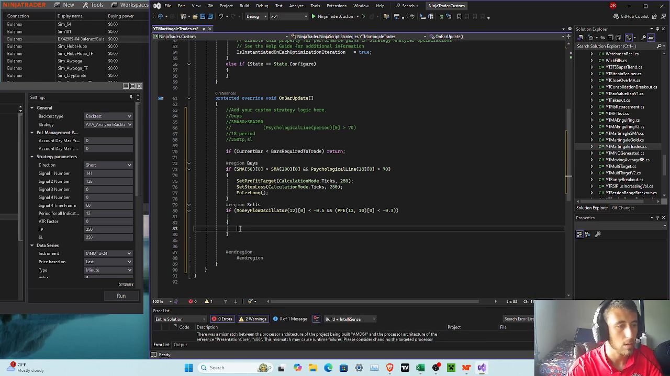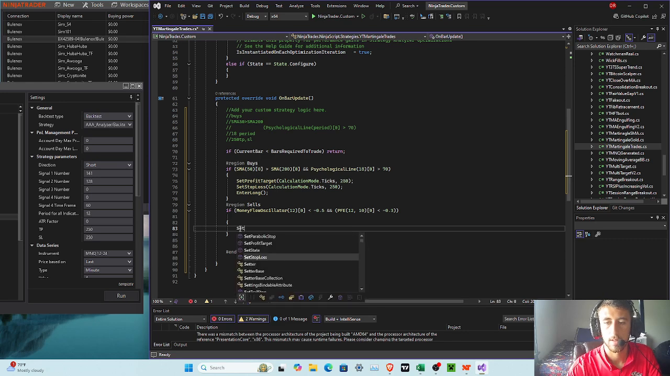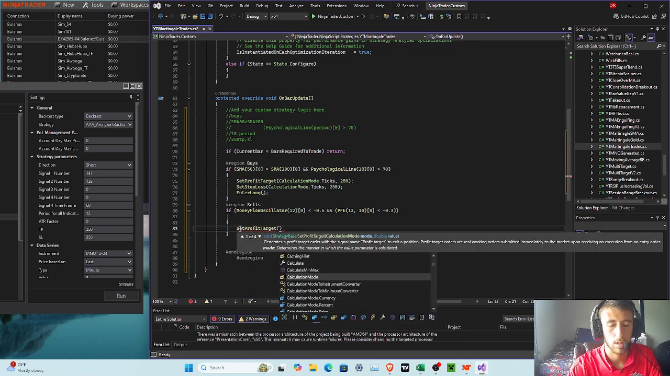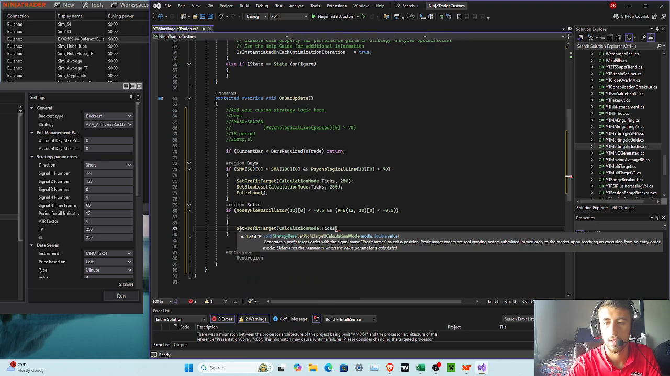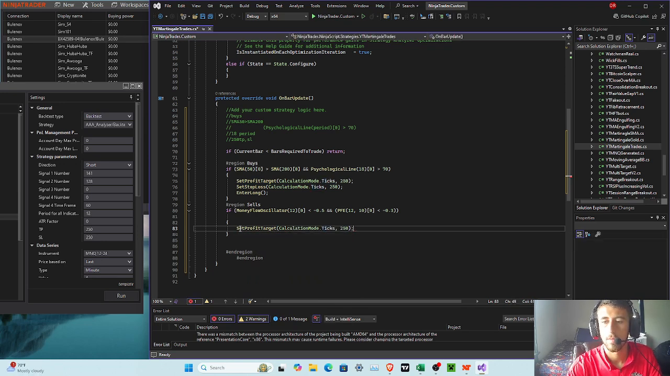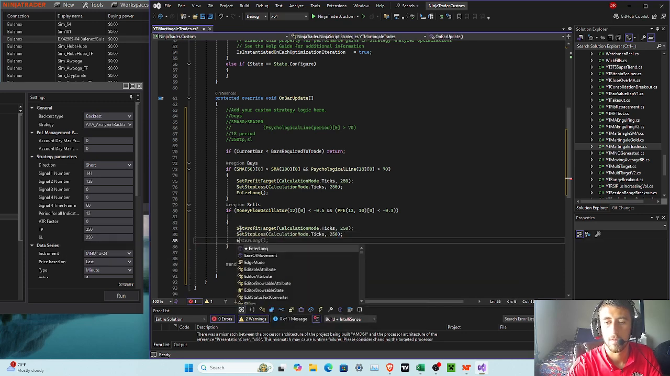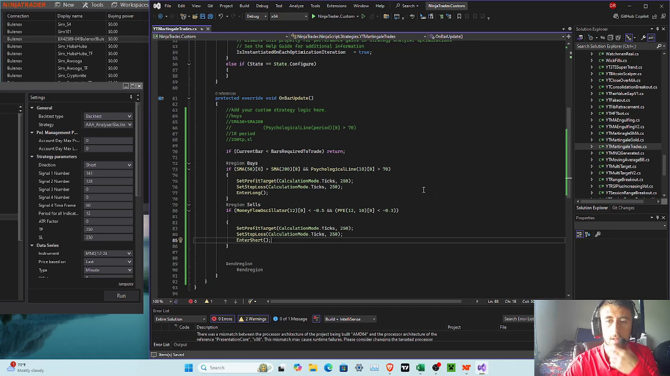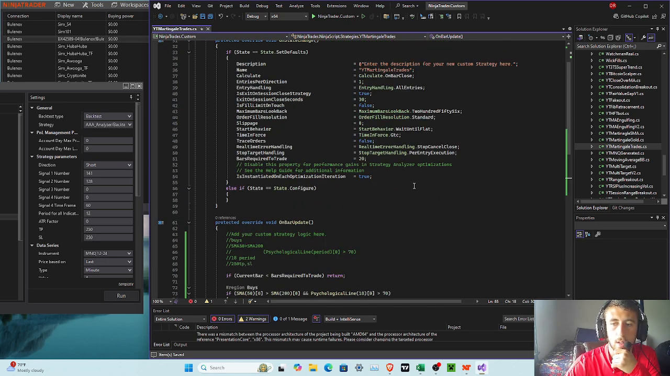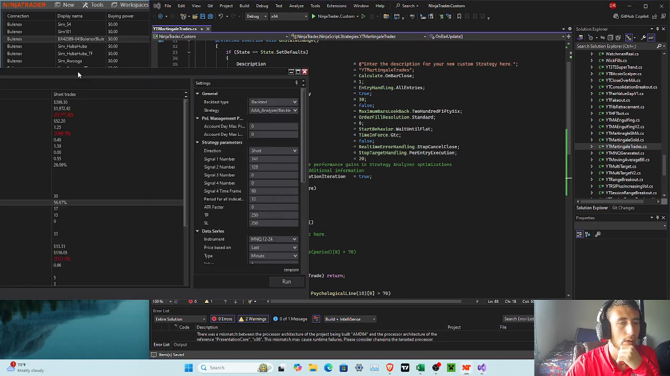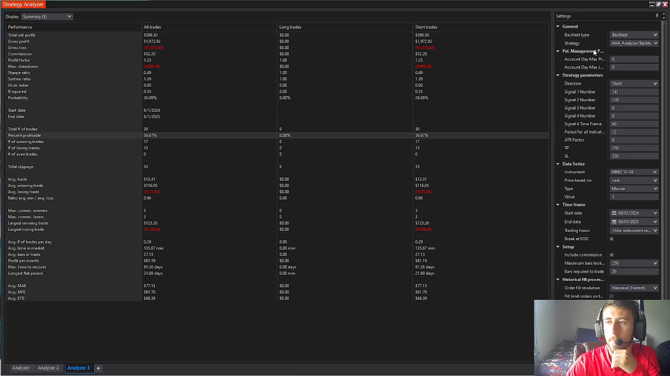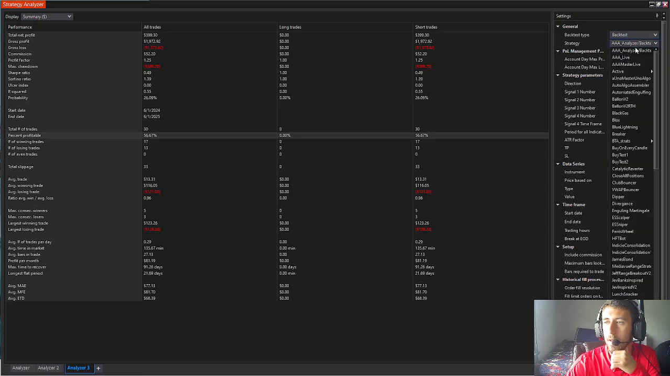All right, then it's going to be the same thing. Set profit target, calculation, row.ticks, 250. Set stop loss, calculation, row.ticks, 250. Enter short. All right, let's compile this and see how it does on the back tester. Make sure it's working. So back test.